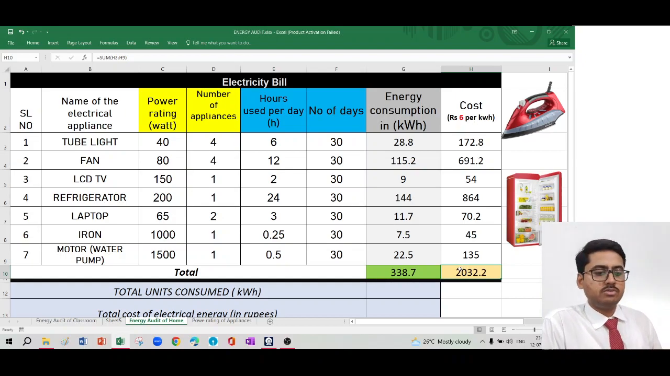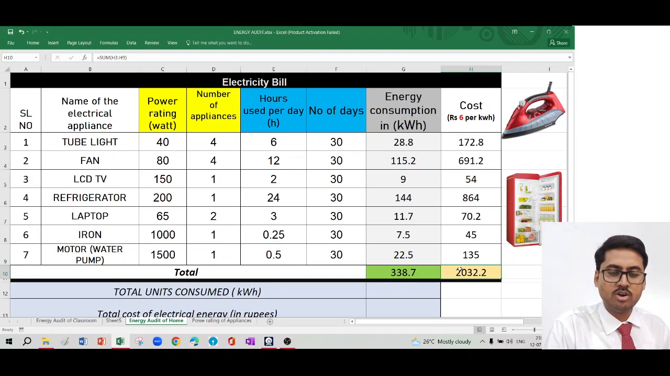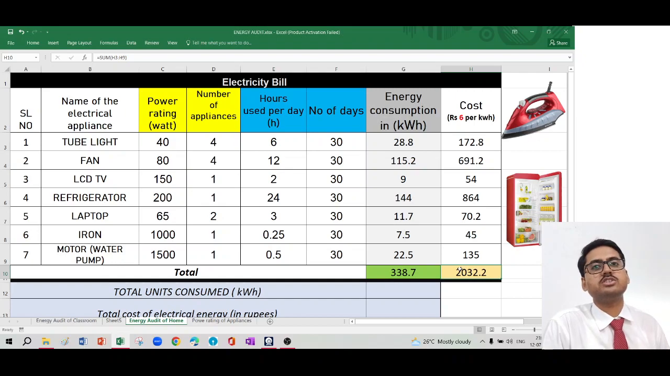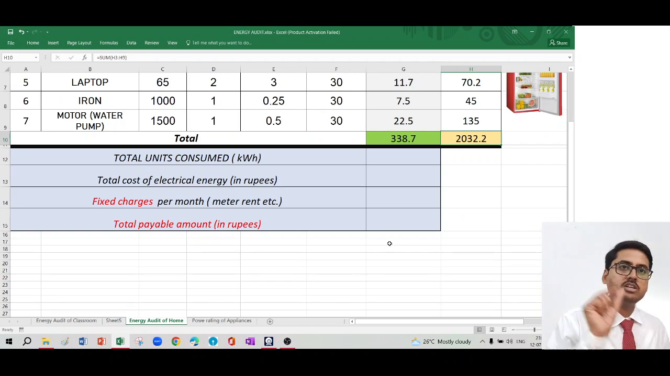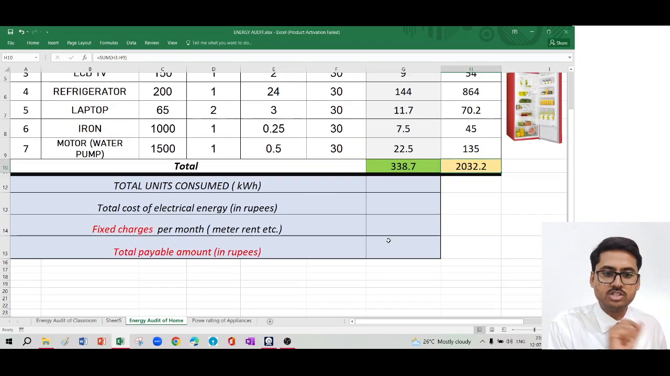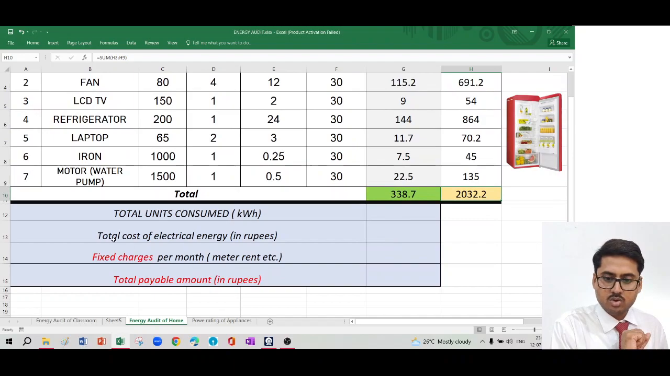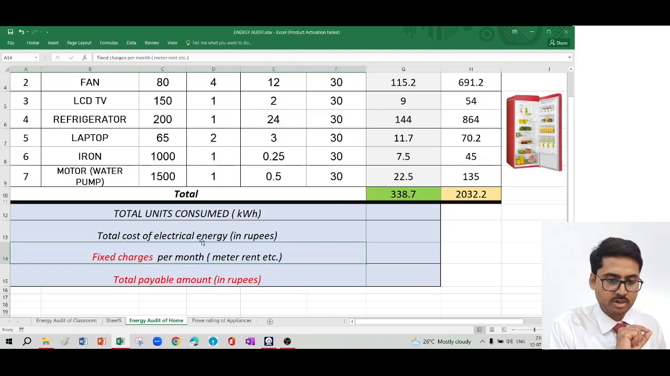But apart from this energy consumption, we have something called as fixed charges. Every month, even if your home is closed and no appliances are being used, still you are being charged a fixed amount every month, maybe because of the meter rent or other connection charges. So here we have to find the total payable amount, where we need to add the fixed charges.